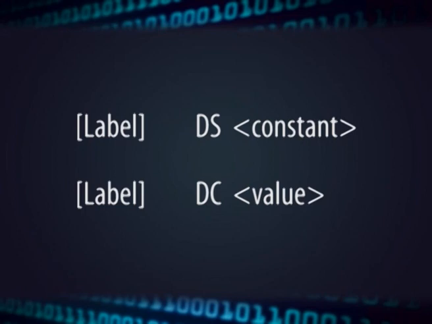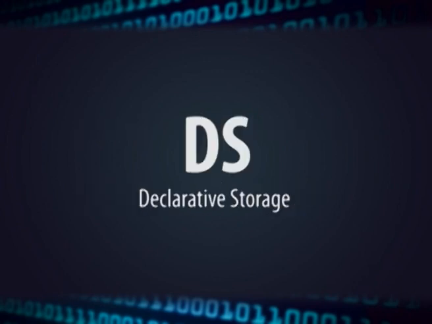The assembler directives DS and DC are declared as follows. Again, the label should be there in the assembly language statement wherever you are using DS, and DS is followed by a constant. Again, the DC also should have the label first, and after DC a value must follow. The declarative storage called DS in short reserves an area of memory and associates a symbolic name with it, as written in the label field.